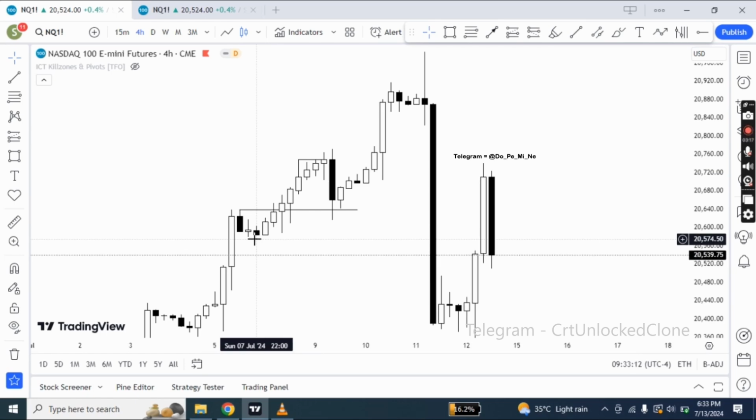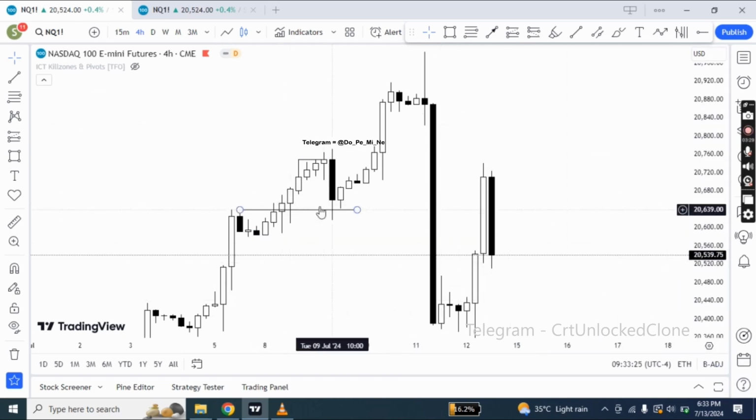Now this candle right here generated liquidity in the form of an FVG. That's why we're going to call it a key level, and this is going to be a key level on the 4 hour for us, right? From which we can expect price to expand higher if it retraces to it, right?